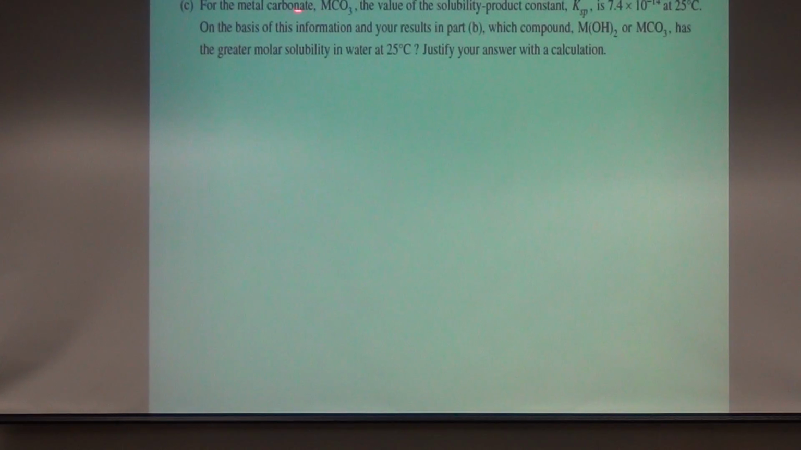So for the metal carbonate, the value of the solubility product is 7.4 times 10 to the negative 14. This is a big question, and don't let this rattle your whole basis of AP Chem. On the basis of this information, in part B, which compound, the hydroxide or the carbonate, has a greater molar solubility?